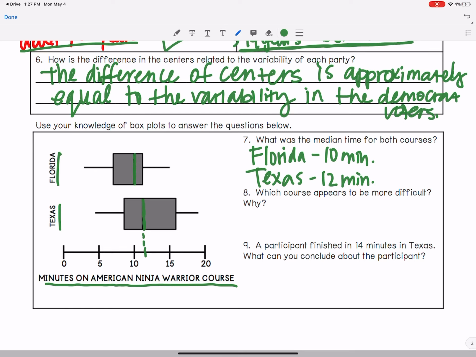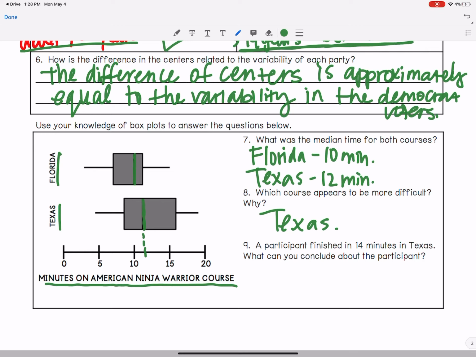Which course appears to be more difficult and why? Well, if you look at our box plot right here, it looks like Texas appears to be more difficult because it has a wider spread. And 50% of the data was above Florida's median. So it looks like it's taking Texas longer to finish the course. So I'm going to say Texas, and instead of writing out why, you can replay what I just barely said. Texas appears to be more difficult because it had a wider spread.